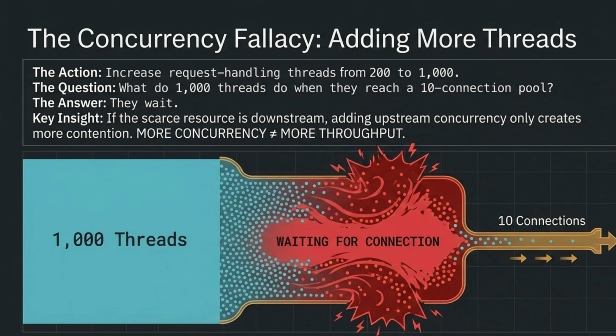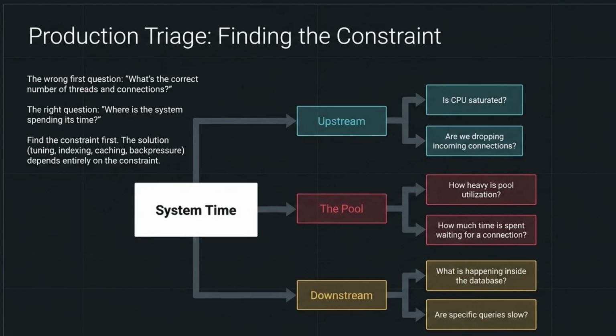That's all. Wow. Okay, so we can't just change a 10 to a 200 in our config file, and we can't just crank up the threads. So what are we actually supposed to do when a system locks up in production? Like, what is the correct number of threads and connections? You know, that is the number one question asked on developer forums, and it is entirely the wrong first question. Really? Why is it the wrong question? Because you cannot fix a constraint until you know exactly where the constraint lives. The first question must always be, where is the system actually spending its time?